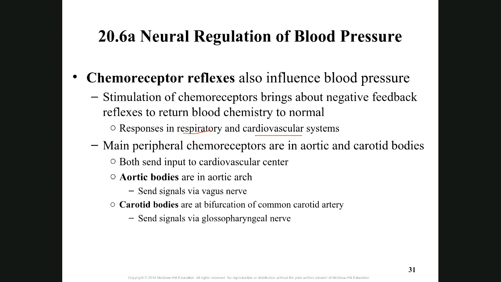We have two types of chemoreceptors. One of them is located in the aortic arch, and one of them is located in the bifurcation of the carotid arteries. We call them aortic bodies and carotid bodies. And you know that the aortic bodies send their information via the vagus nerve, and the carotid bodies send their information through the glossopharyngeal nerve.